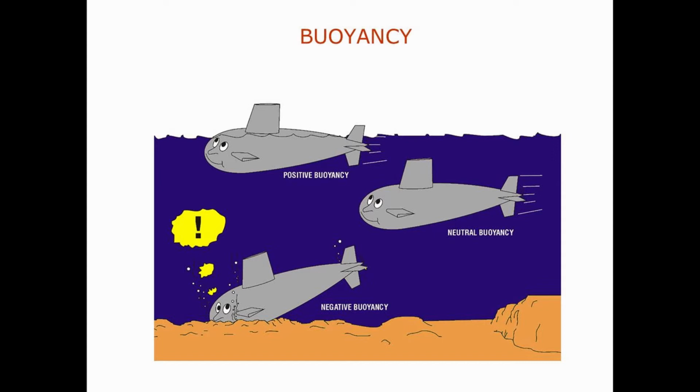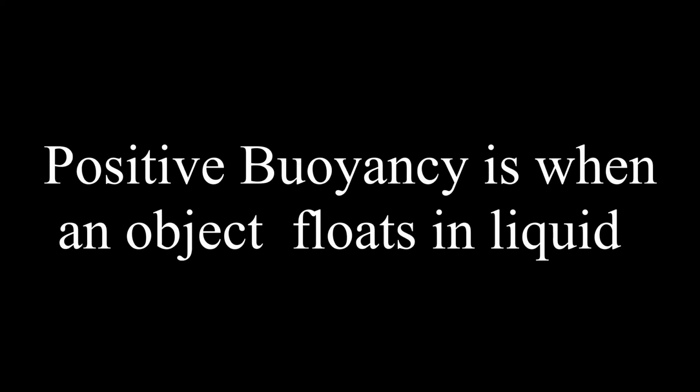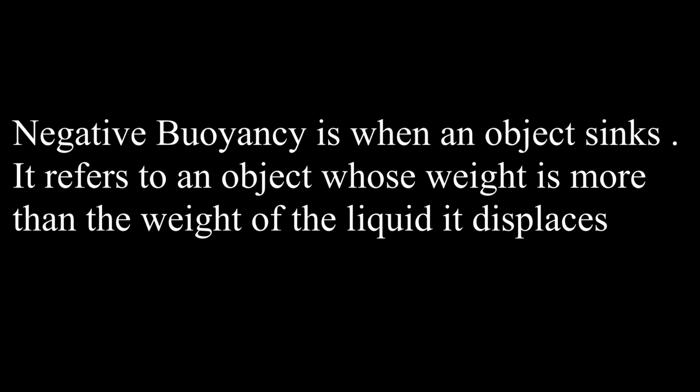Now let's talk about buoyancy. Buoyancy shows you what level the submarine is on in the water and how much floats up. There are 3 types of buoyancies. First one positive, second one negative, third one neutral. Positive buoyancy is when an object floats in liquid. Negative buoyancy is when an object sinks. It refers to an object whose weight is more than the weight of the liquid it displaces.